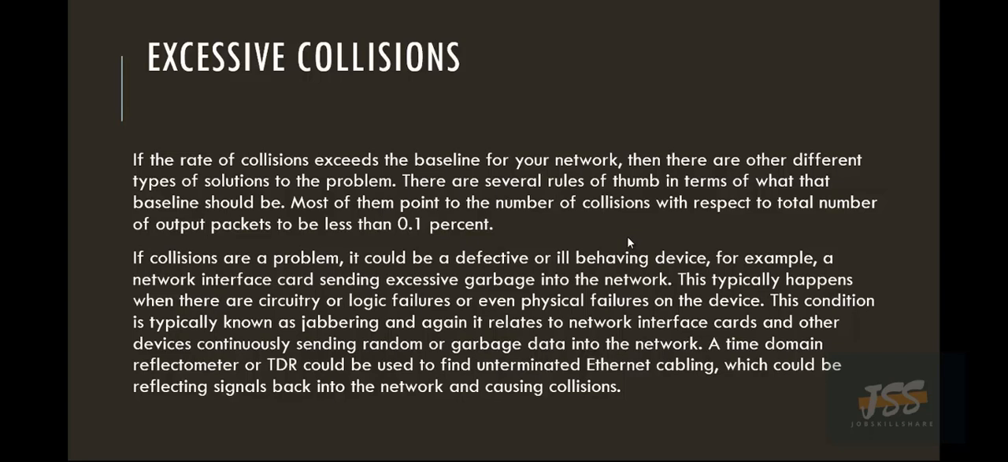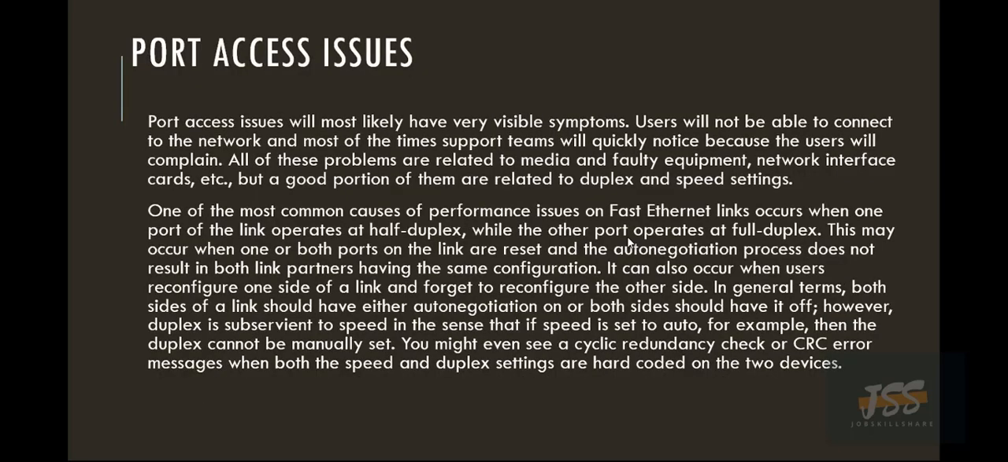A time domain reflectometer or TDR could be used to find unterminated Ethernet cabling, which could be reflecting signals back into the network and causing collisions. Port access issues will most likely have very visible symptoms. Users will not be able to connect to the network, and their network or their port will be down. All of these problems are related to media and faulty equipment, network interface cards, but a good portion of them are related to duplex and speed settings.